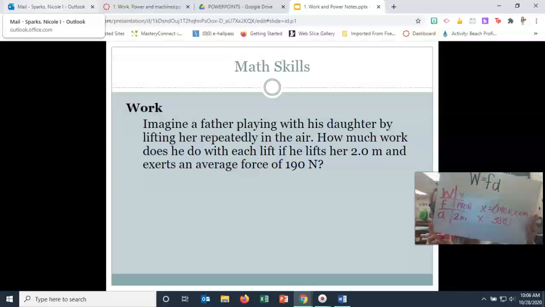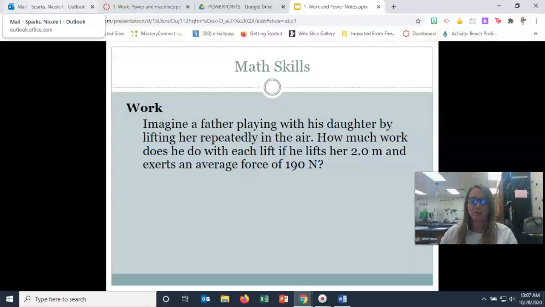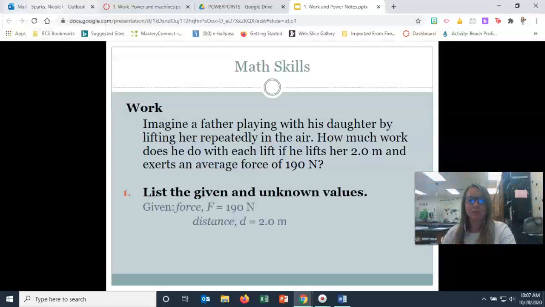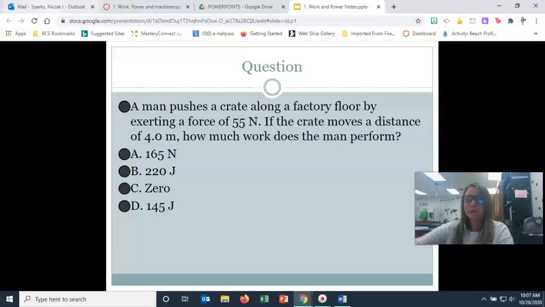So you can see it plugged in there. Our T chart, W, we don't know. We don't know our work. That's what it's asking, how much work. Our force is 190 and our distance is 2 meters. So we're just going to plug those two in and solve. Perfect. Let's look at another one.